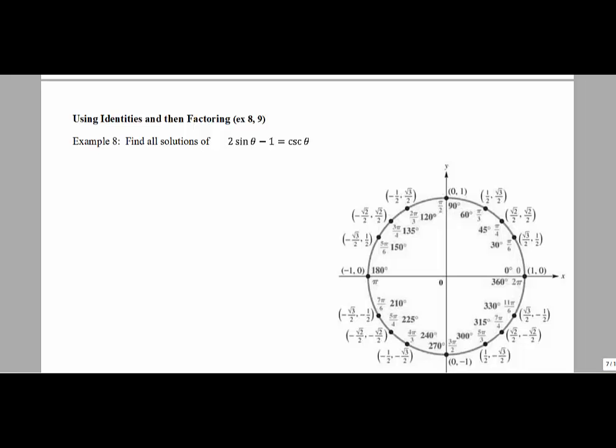So in the next couple of examples, we're going to be looking at using identities and then factoring to solve these equations. In this example, we are asked to find all solutions of this equation. So we're asked to find all possible angle solutions for theta. And since we're working with theta, we're going to look for answers in degrees.